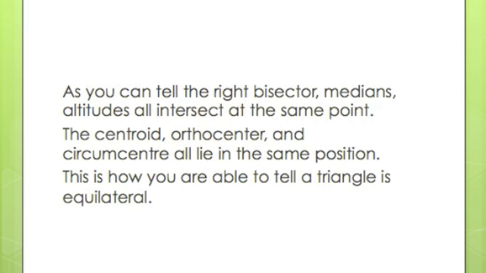As you can tell, the right bisector, medians, and altitudes all intersect at the same point. The centroid, orthocenter, and circumcenter all lie in the same position. This is how you're able to tell a triangle is truly equilateral.